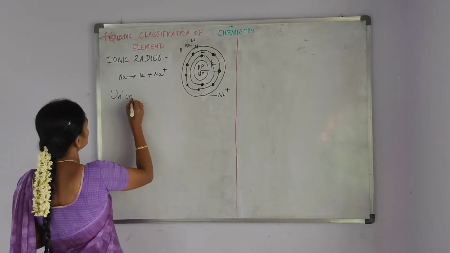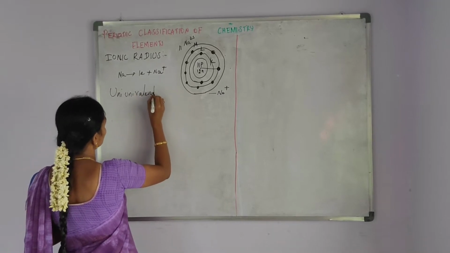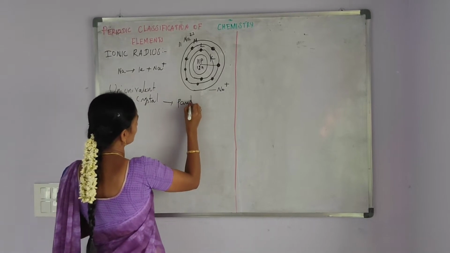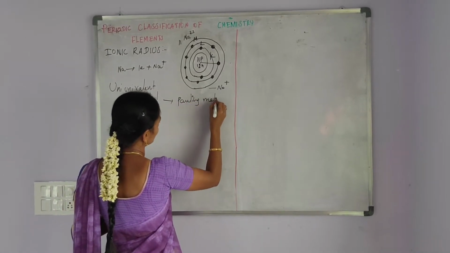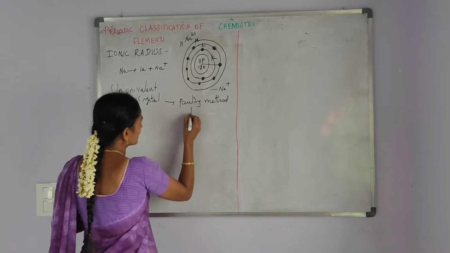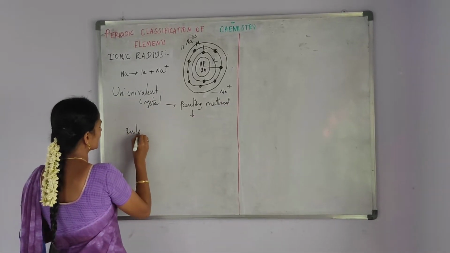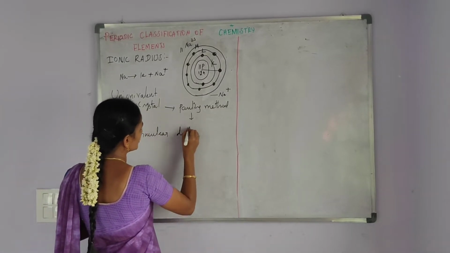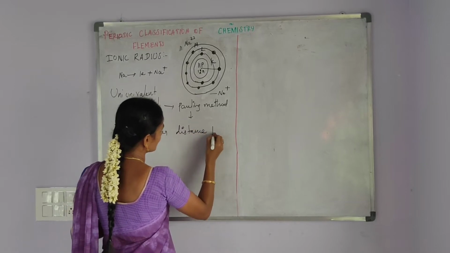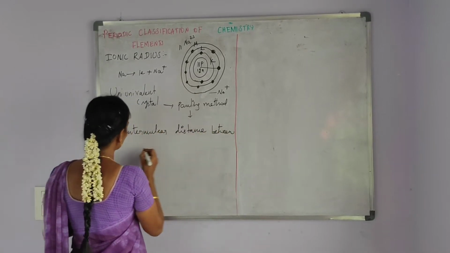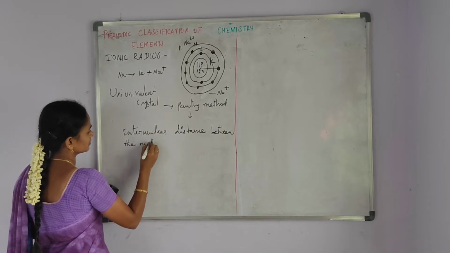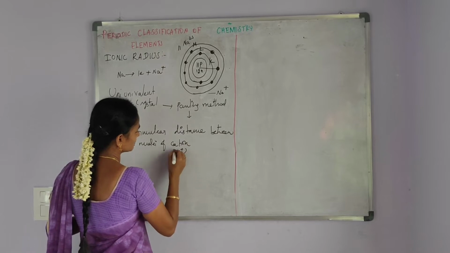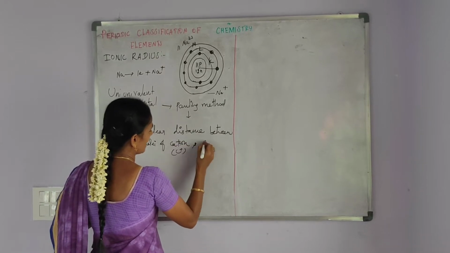Ionic radius of univalent crystal is calculated from Pauling's method. Pauling used the internuclear distance between the nuclei of cation and anion.